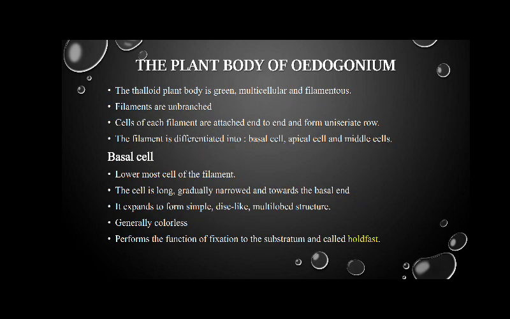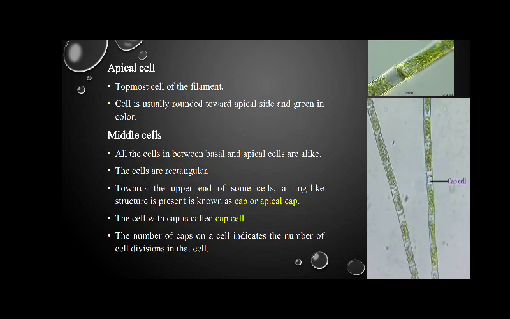So, as I already mentioned, the plant body is green, multicellular, unbranched, filamentous, and cells are arranged in a uniseriate row. It is differentiated into a basal cell having holdfast, an apical cell showing growth, and middle cells. The basal cell is the lowermost cell. Usually it is colorless and performs the function of fixation, generally termed as holdfast. Whereas the apical cell is the topmost cell of the filament, usually rounded towards the apex and green in color. Whereas the middle cells have some peculiar features.